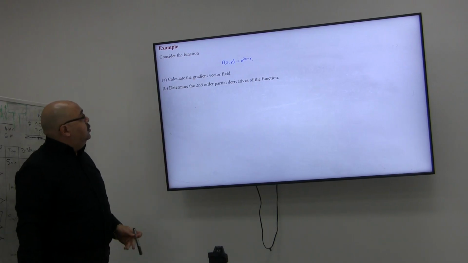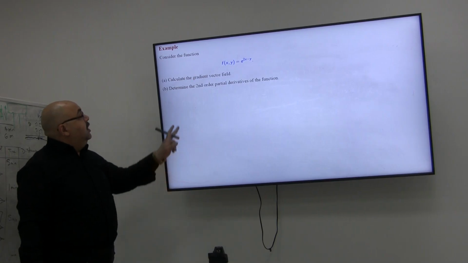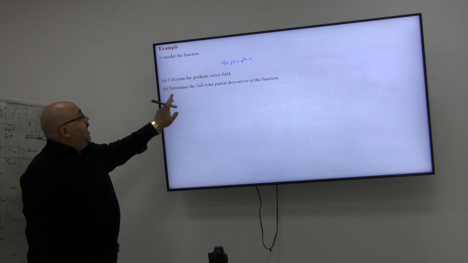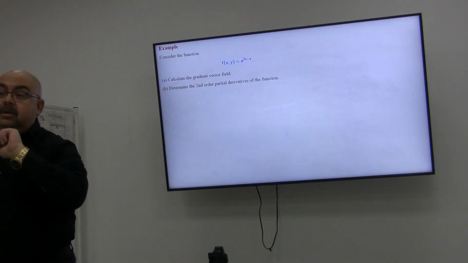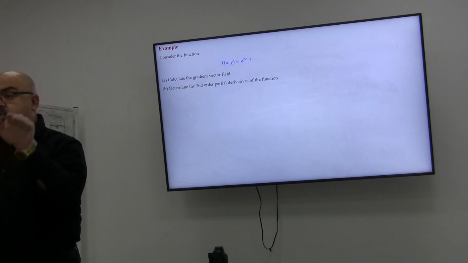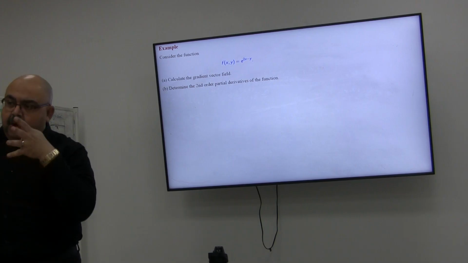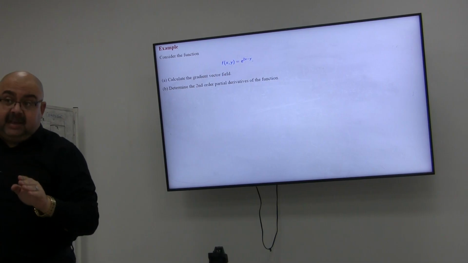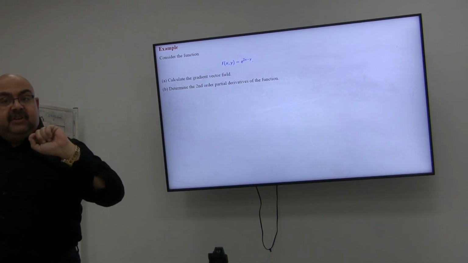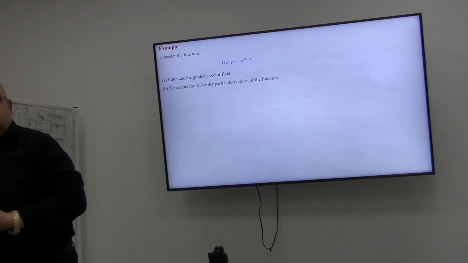For this function, he's asking you to consider the function f of x, y, which is equal to e to the power of 2x minus y. He wants you to calculate the gradient vector and determine the second order partial derivatives of this function. What are the second order partial derivatives? It's going to be partial 2f partial x squared, partial 2f partial y squared, partial 2f partial x partial y, or partial 2f partial y partial x. How many of them? 4 of them. Differentiating first with respect to x, then with respect to y, then differentiating every first derivative 2 times, one with respect to x and the other with respect to y.